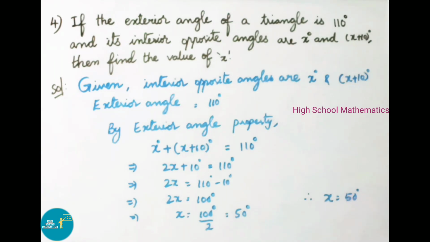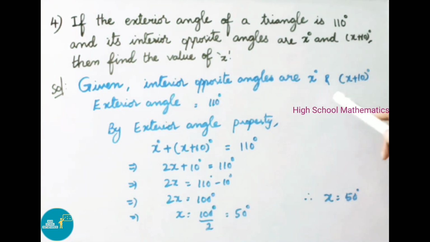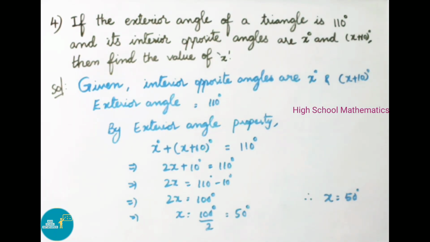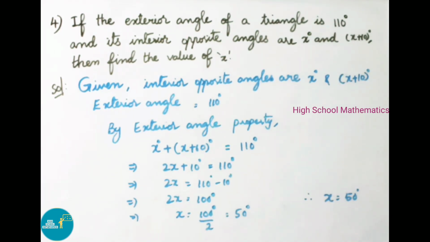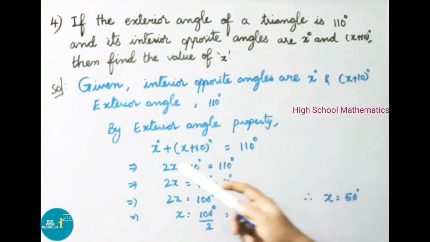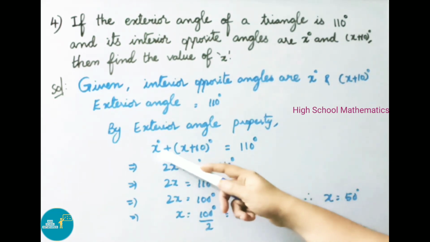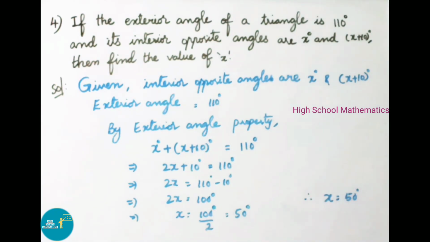Let us see the solution. Given interior opposite angles are x degrees and x plus 10 degrees, exterior angle is equal to 110 degrees. We know by exterior angle property, exterior angle in a triangle is sum of its interior opposite angles. So by that property, sum of interior opposite angles, that is x degrees plus x plus 10 degrees, equals the exterior angle, that is 110 degrees.